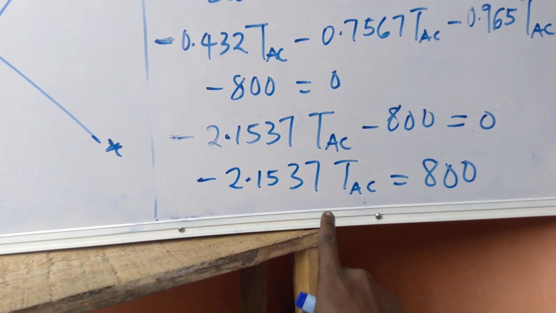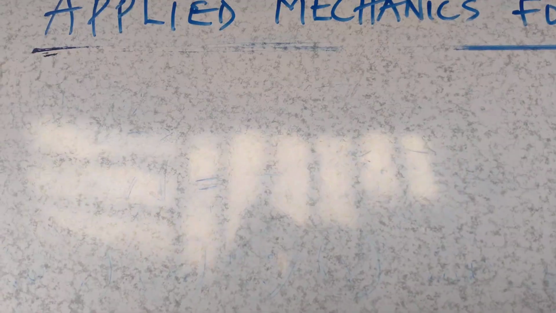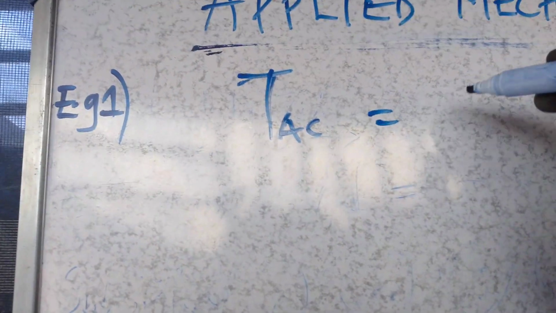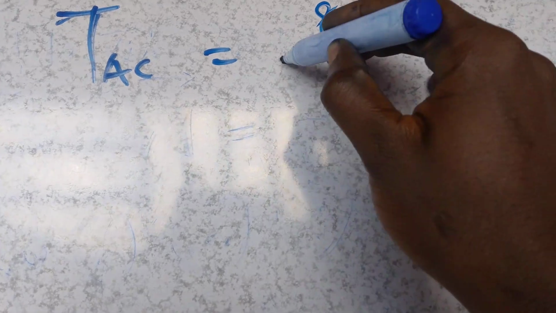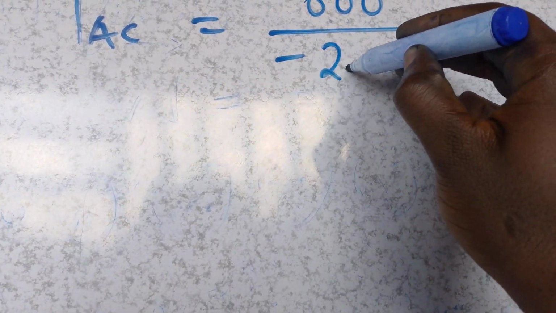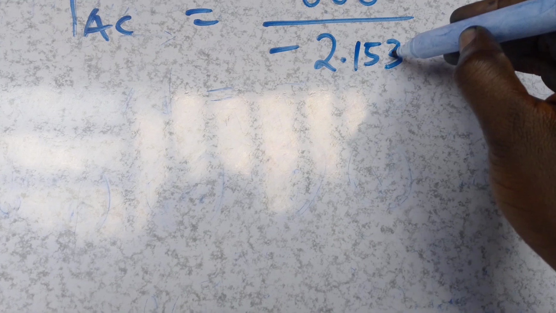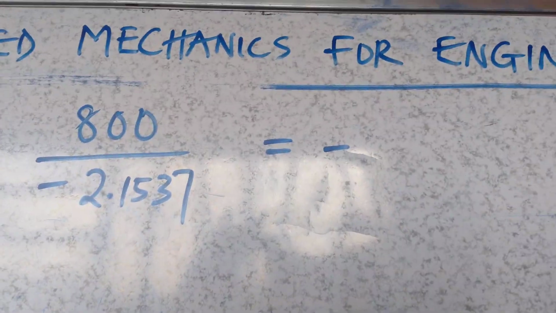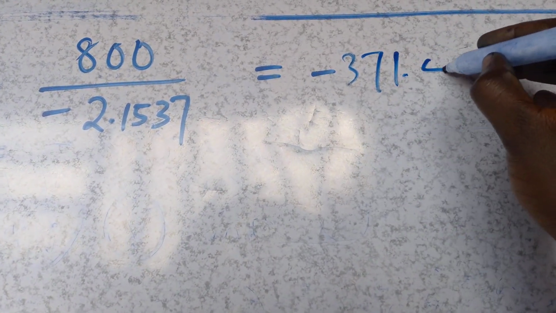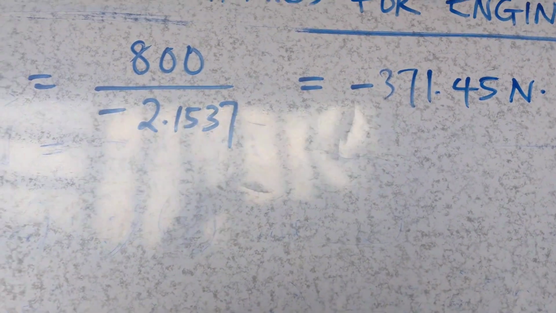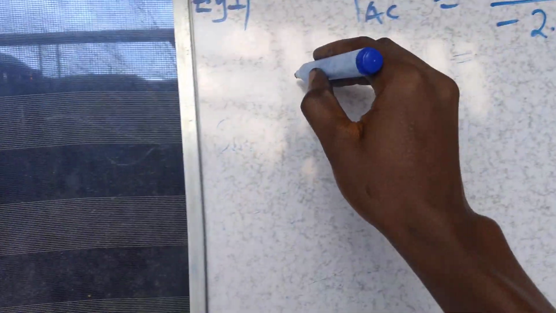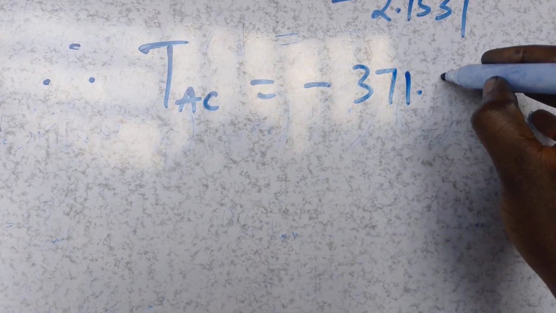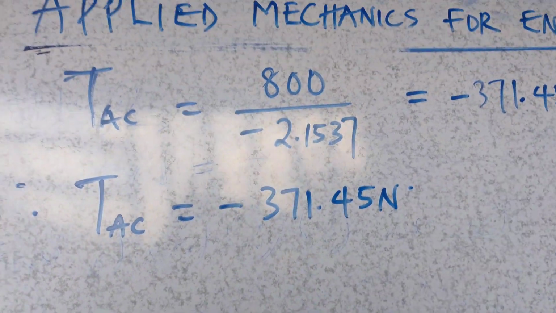If I divide by the coefficient of TAC, I'll have TAC equals 800 divided by minus 2.1537. This will give me a negative value, minus 371.45 Newton. Therefore tension in cable AC is minus 371.45 Newton.